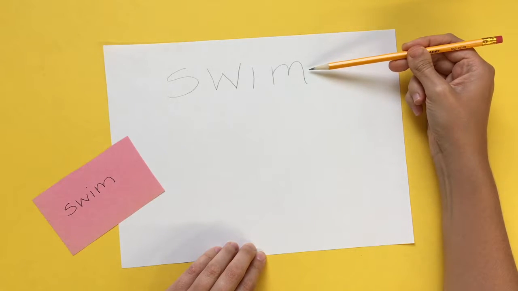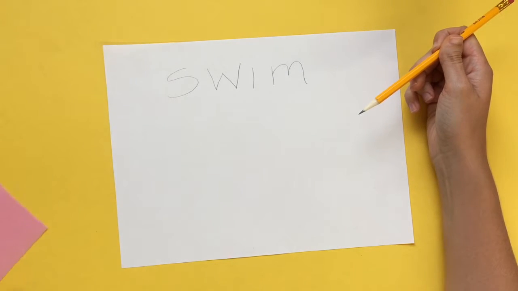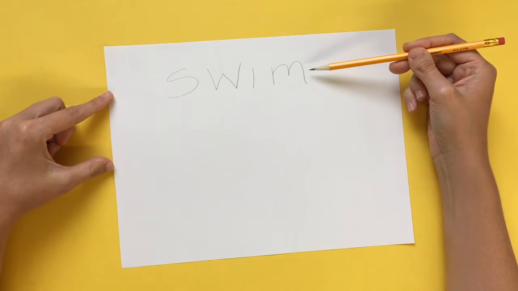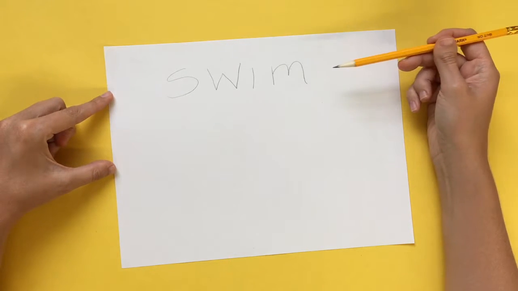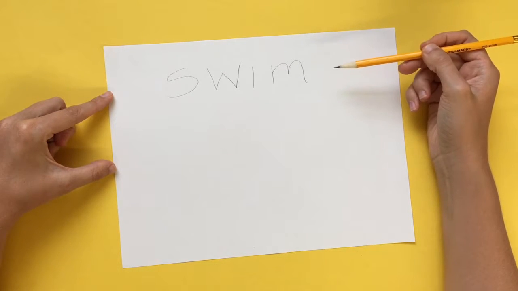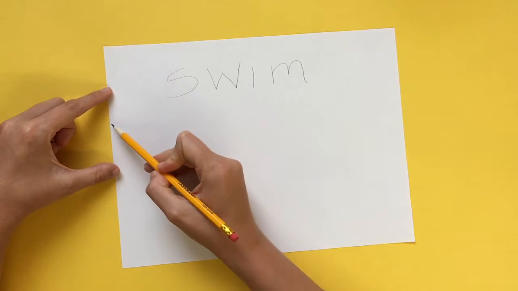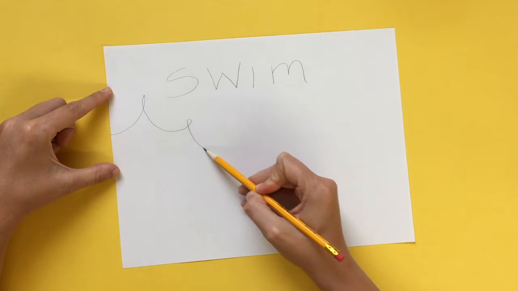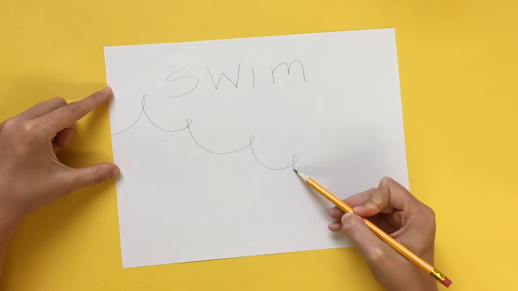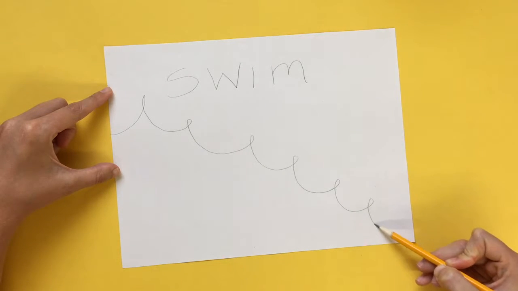After you're done writing your word, then you're going to go ahead and draw lines that show the same movement as your word. Everybody's lines could be different because you're going to use your imagination. So for swim, I think I'm going to start with some loopy lines that make me think of swimming under the water.